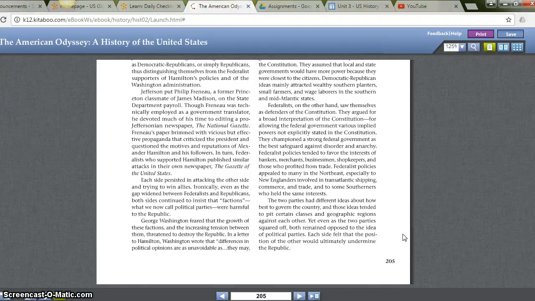The two parties had different ideas about how best to govern the country, and those ideas tended to pit certain classes and geographic regions against each other. Yet even as the two parties squared off, both remained opposed to the idea of political parties. Each side felt that the position of the other would ultimately undermine the Republic.